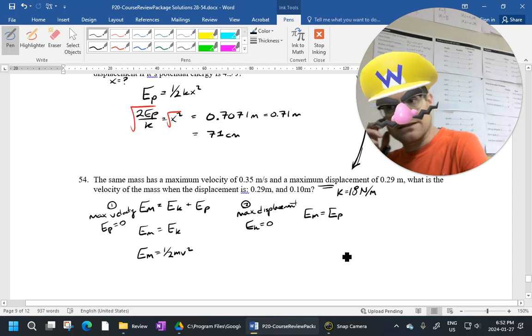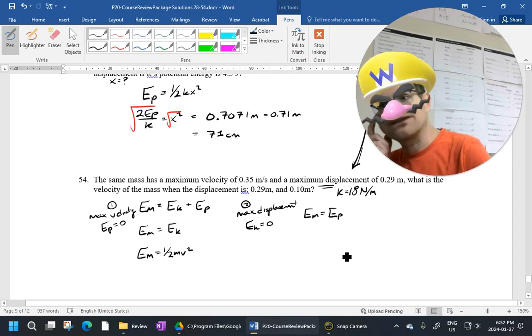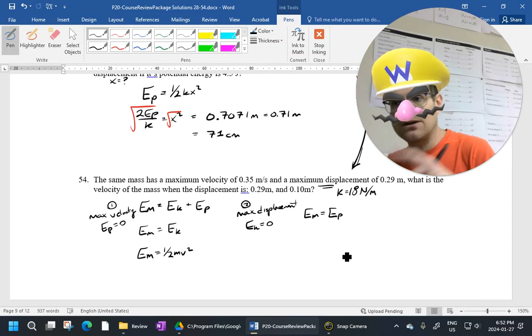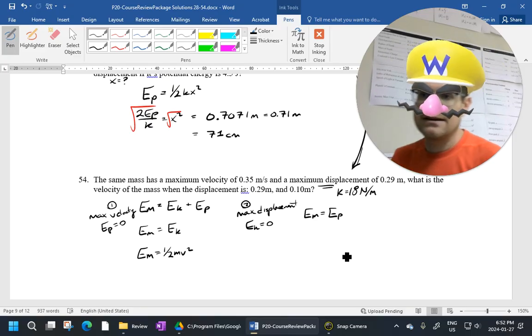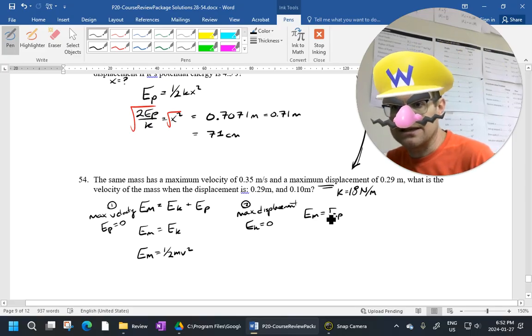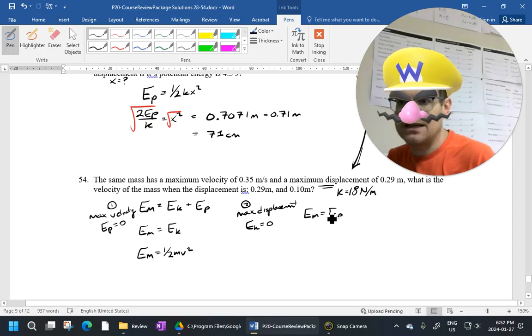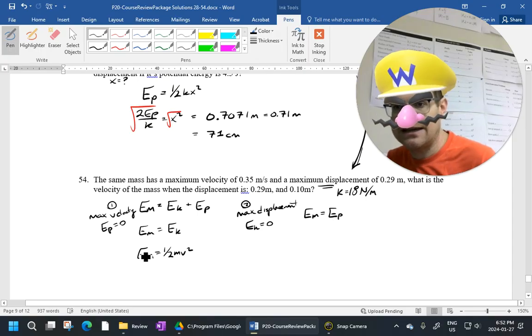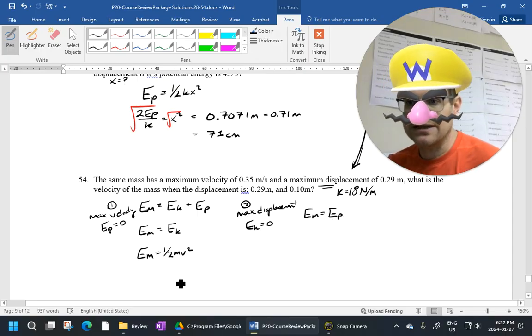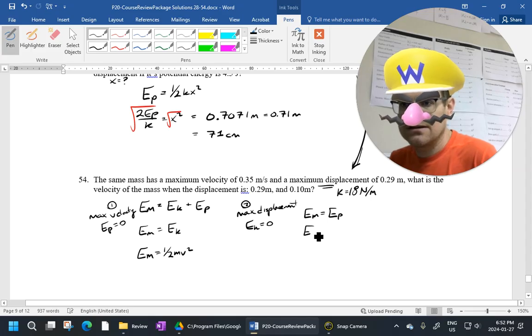Because I don't know what the mass is. If I knew what the mass was, I could find the EM there and go back over here and find the K value. Since I don't know that, I'm going to go the other way. So this EM is equal to this EP over here, and this EM is equal to EK over here. Both EMs are equal to each other, so essentially I can make these two equations equal to each other.